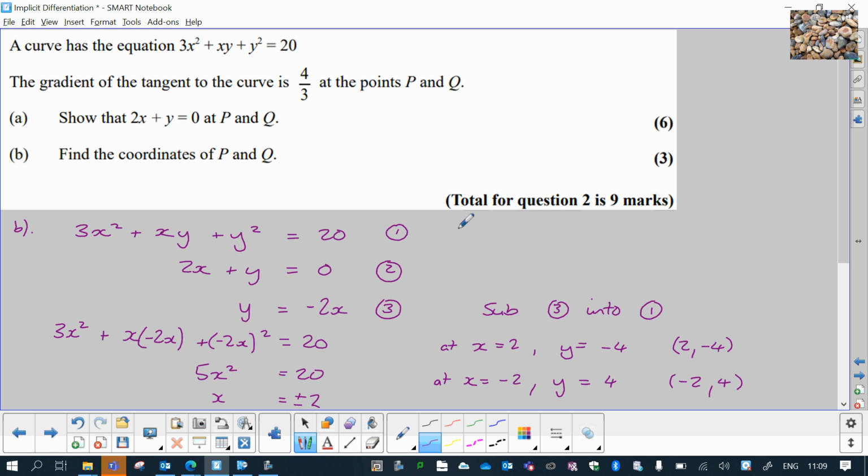So pause the video if you need to stay with that for a little while and check your own working. Part B, find the coordinates of P and Q. We have a simultaneous equation. It's almost like you could do part B without having done part A. You just solve the two equations simultaneously. You get two values of x, remember plus or minus when you square root, you substitute them in, and you get your two coordinates of P and Q.